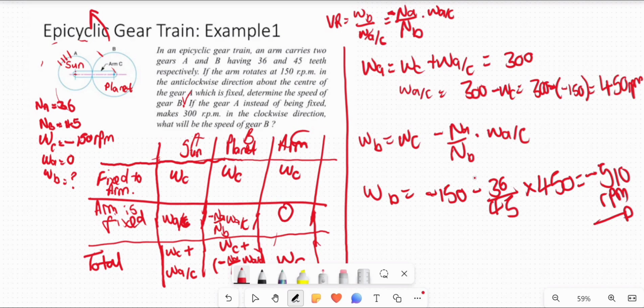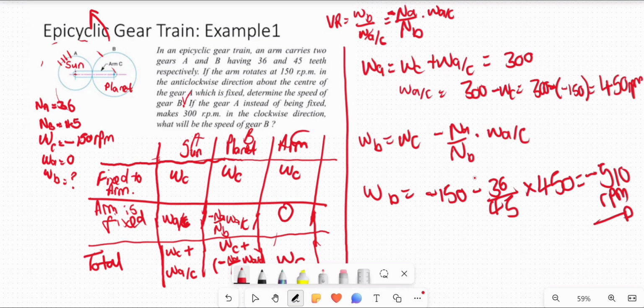So what are the steps when you are dealing with an epicyclic gear train? We've got 3 steps. What do you do first? Identify your sun, planet, and arm. Identify that it's an epicyclic gear train first. Then you analyze the first scenario where you fix everything to the arm, and then you rotate the arm with an angular velocity omega arm. If the arm is part C, you rotate everything with omega C. When everything is fixed to the arm and it rotates, it's going to rotate at the same angular speed as the arm.